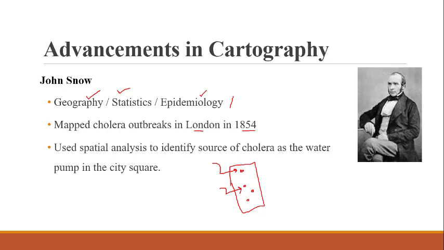Like these are pumps, different pumps: pump number one, pump two, pump three, and pump four, which were used for household purposes. This caused a lot of outbreaks among the people of London, and John Snow mapped all these pumps.